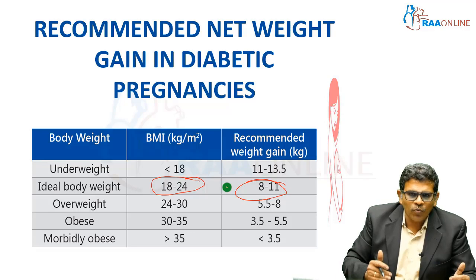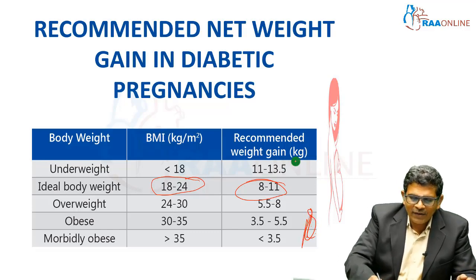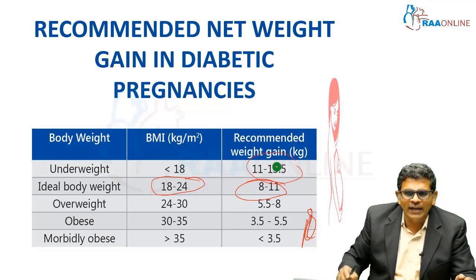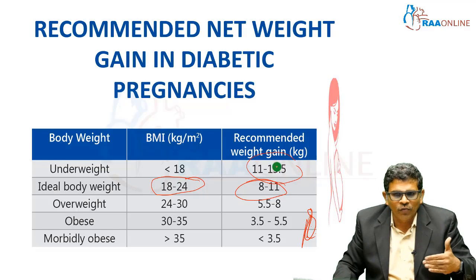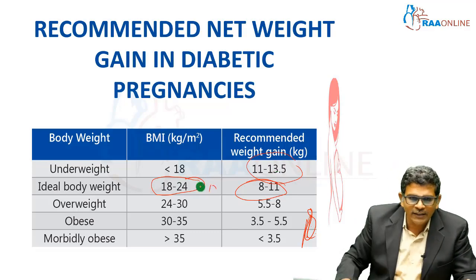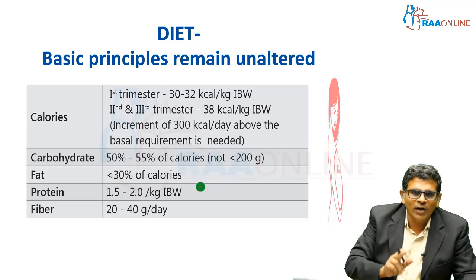So if the patient is overweight, as you see over the chart, if they are overweight, obese or morbidly obese, we have to restrict the weight gain as given over here in this chart. If they are underweight, we have to ensure that they are gaining slightly higher also. So this is the thing that we need to follow. Based on this ideal body weight only, we are going to calculate the calorie requirement for that patient.